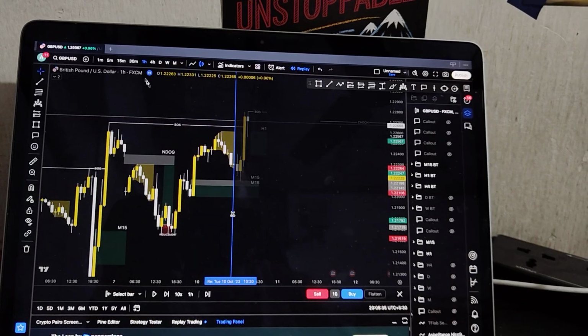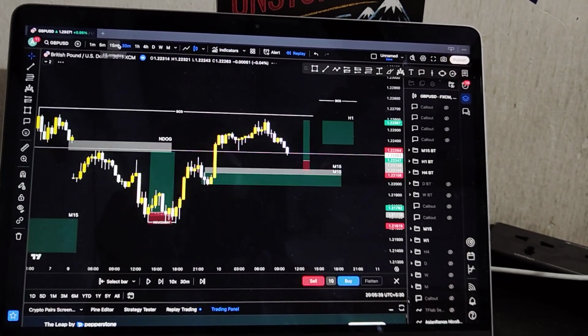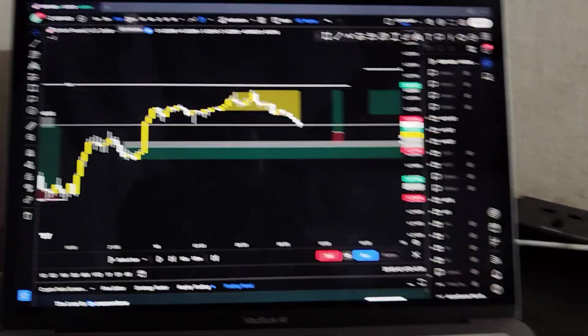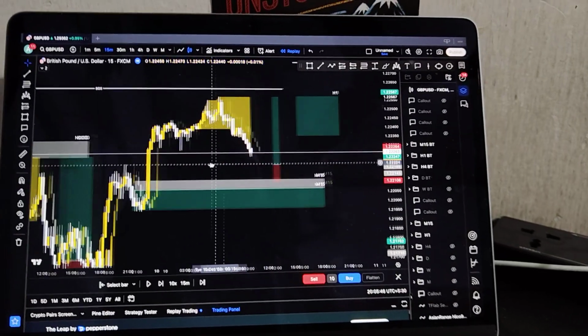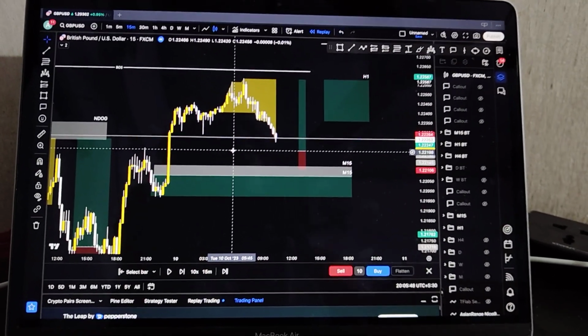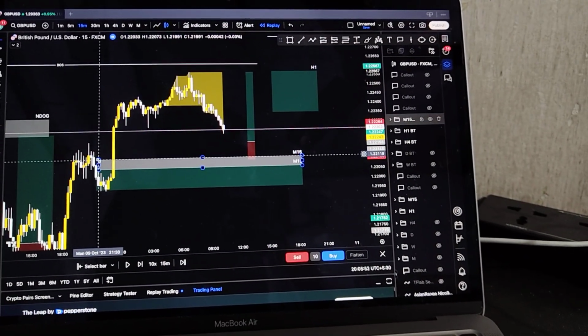Okay, so the main zone was this one on the hourly, but what did I do? I went to the lower time frames and refined the zone. And also you can refine the zone to the M30 if the M15 is not clear. Sometimes the M15 zones will not be clear, but in the M30 time frame it will be clear. So this zone was clearly based on fair value gap.